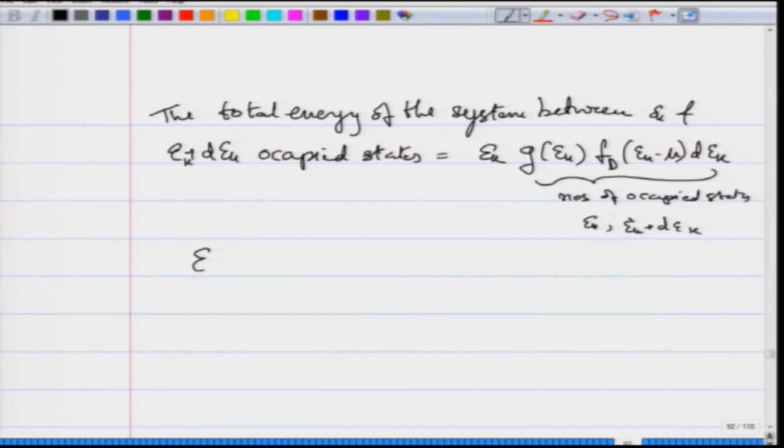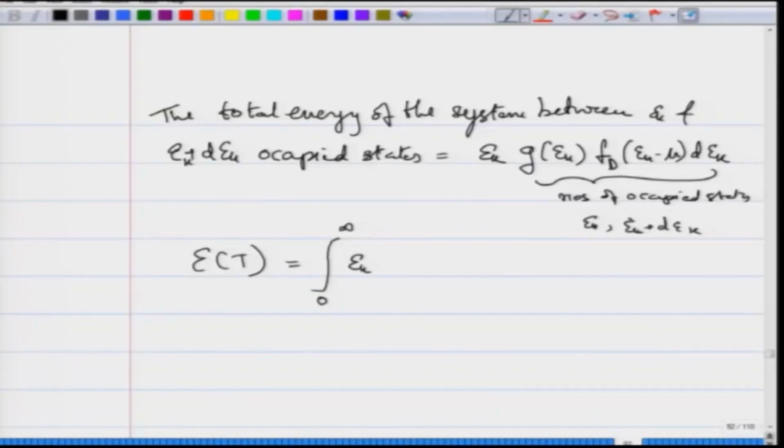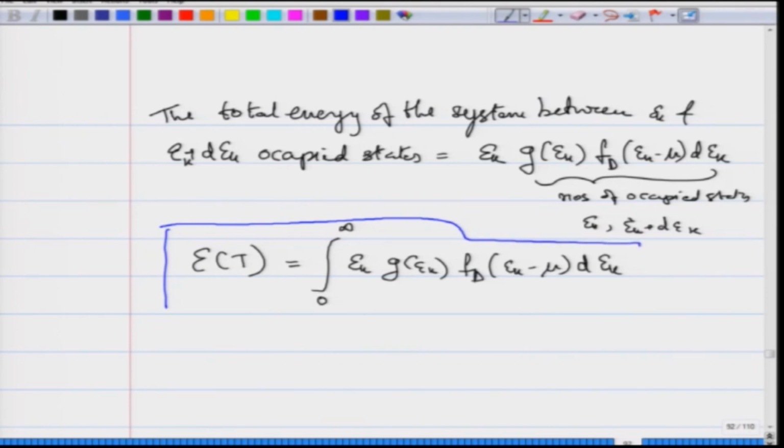And so, the total energy of the system is nothing else but, if I integrate from 0 to infinity, all the energy states which are available, Ek G(Ek) f_FD(Ek minus mu) dEk. This gives me the expression for the total energy of the system for this Sommerfeld system, where the electron is a quantum particle, and this is the total energy at a given temperature T.